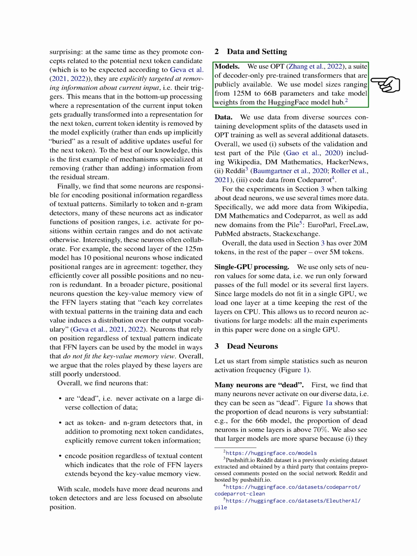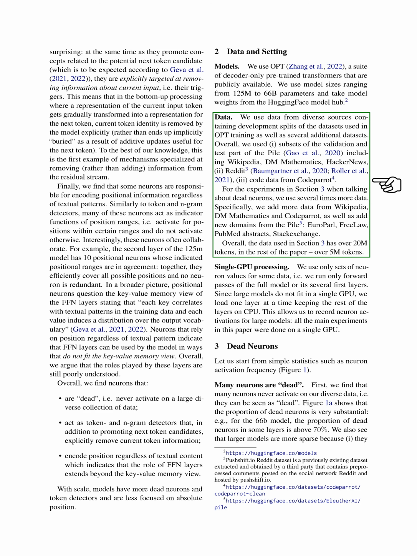For our study, we used OPT models, which are publicly available pre-trained transformers. We also used data from diverse sources, including subsets of the validation and test part of the Pile, Reddit, and code data from CodeParrot. For the experiments on dead neurons, we used even more data, including additional data from Wikipedia, DM Mathematics, and CodeParrot, as well as new domains from the Pile.